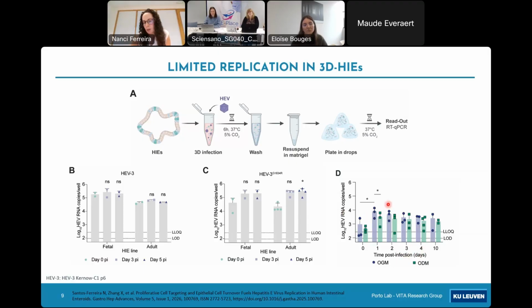Also, in this experiment, we tried to keep them for longer time periods in culture, and we saw that the viral load remains stable up to 10 days post-infection, despite regular medium changes that are necessary to keep the cells alive, confirming that we have ongoing viral replication.